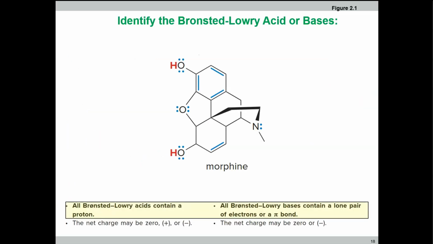In this next example, I'd like you to annotate the different acids and bases and just take a moment to identify those.